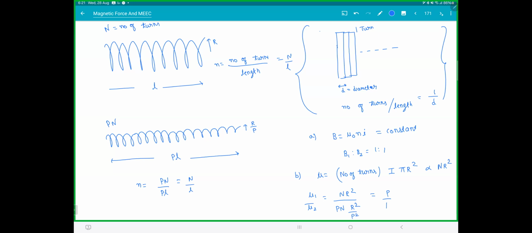Right, Ishan, you got it. Others clear with this? The magnetic field won't change. The magnetic field is independent of the radius for infinite solenoids. And this is the main idea there.